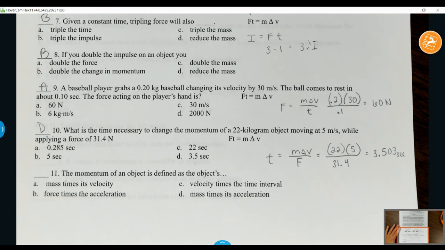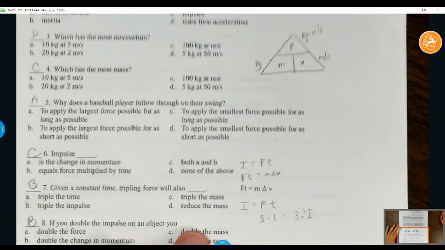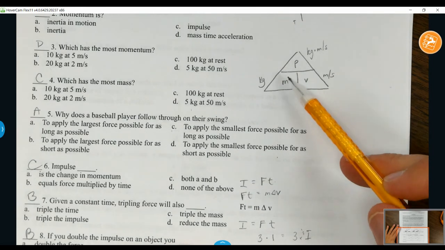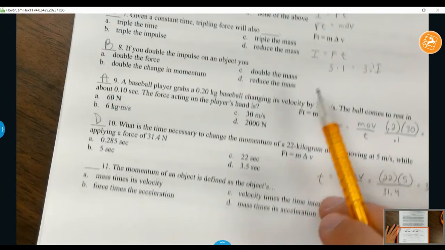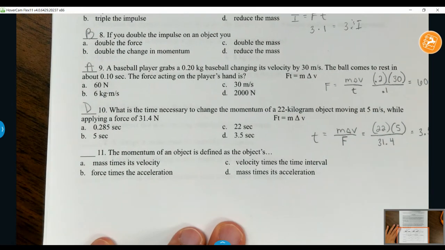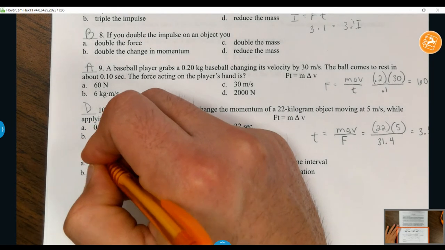What is the momentum of an object defined as? Mass times velocity, velocity times the time interval, mass times acceleration, force times the acceleration. Oh, what are we thinking here? You looked over at the triangle. P is momentum, mass times velocity. So we're looking for letter A as our guy.